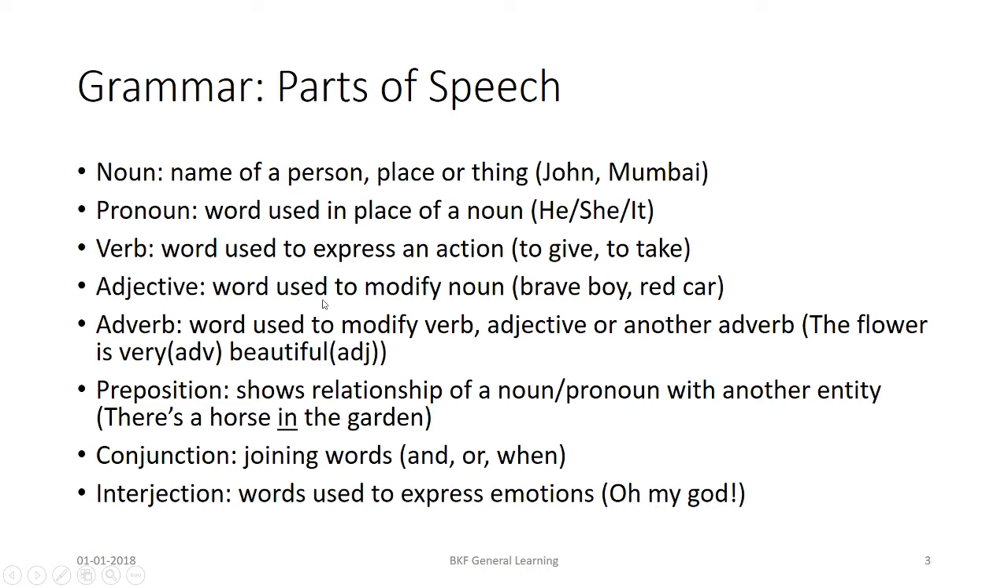Adjective is a word used to modify a noun, such as brave boy, red car. In these two words, brave is the adjective, and in these two words, red is the adjective. Adverb is a word used to modify a verb, adjective, or another adverb. So if we consider this sentence, the flower is very beautiful. So in this sentence, beautiful is an adjective, and very is an adverb because it modifies the adjective beautiful.